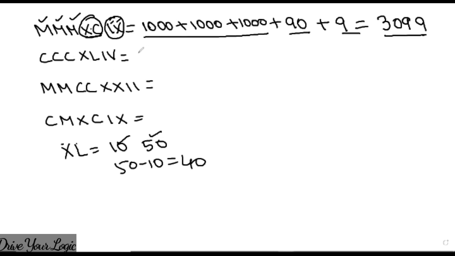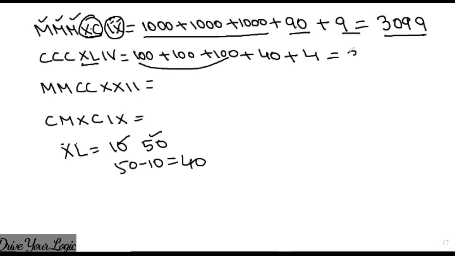Same way this one, C for 100, C for 100. You expand and write, you will never make a mistake. X, then L is there immediately. That means this is 40. Clear? Then plus 4. So what will be your answer? 300 plus 40 plus 4, which equals 344.